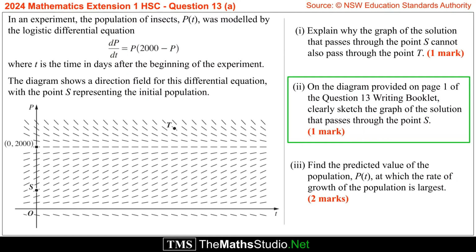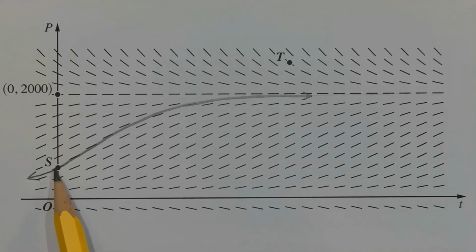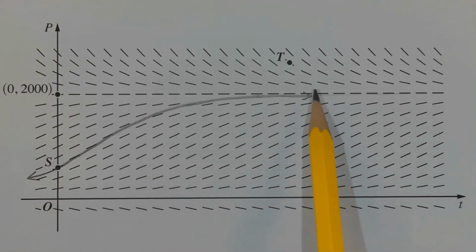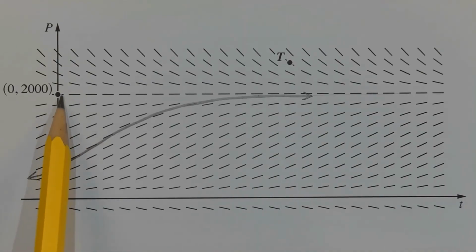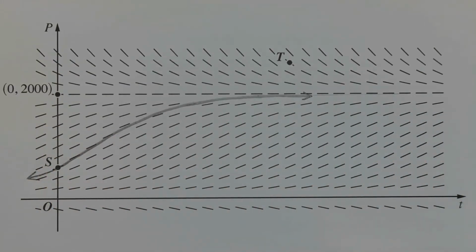Part 2. On the diagram provided on page 1 of the question 13 writing booklet, clearly sketch the graph of the solution that passes through the point S. When sketching the solution through point S, the curve should follow the general direction of nearby tangent lines. Here is my solution. I've started slightly to the left of point S. So going from left to right, we can see that the curve is increasing all the way through until we reach the horizontal asymptote where the population is 2,000, at which point the rate of change of population is 0, indicated by the gradient of the tangent lines being 0 there.